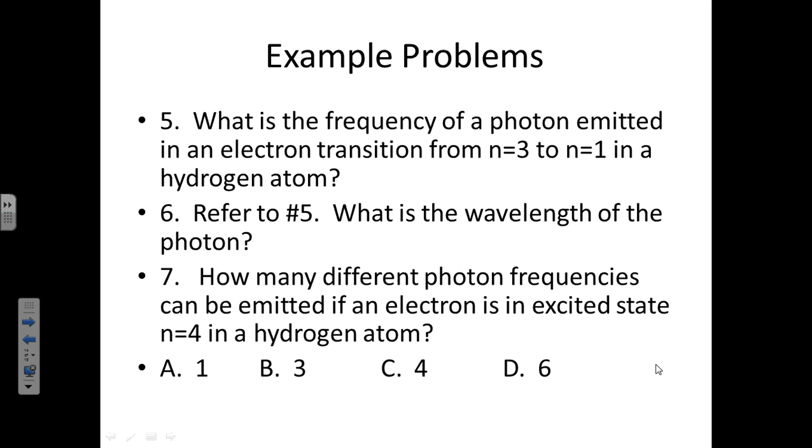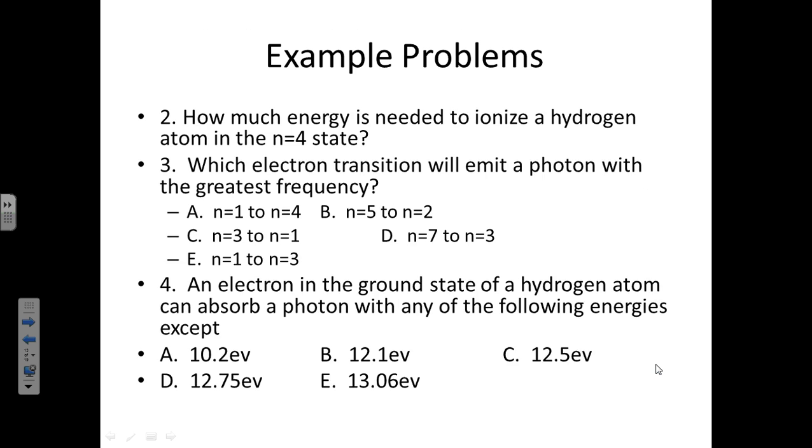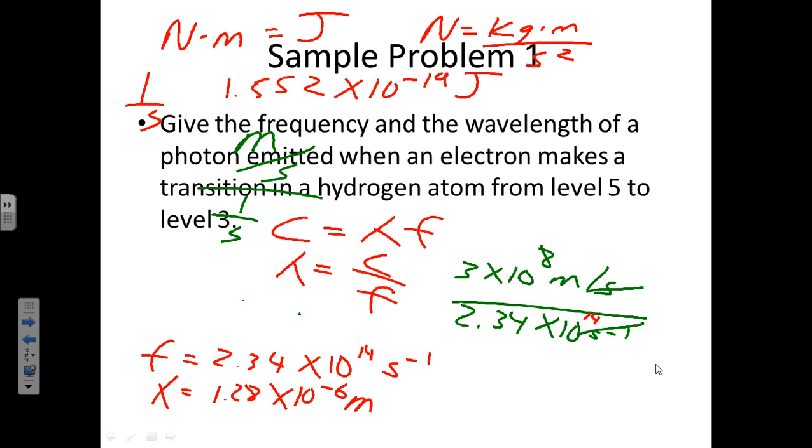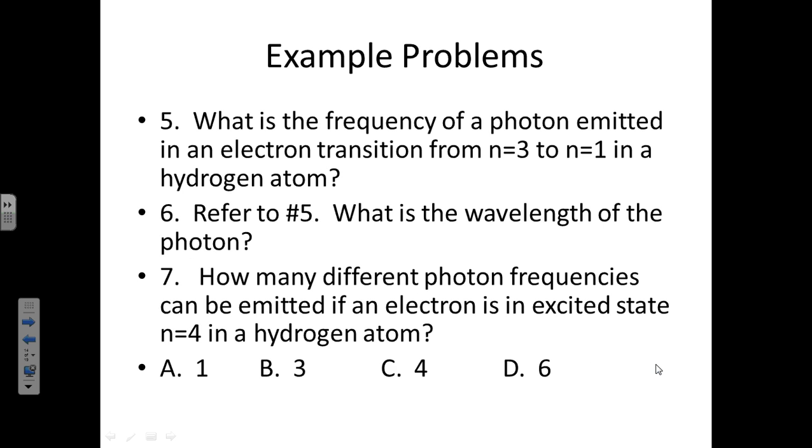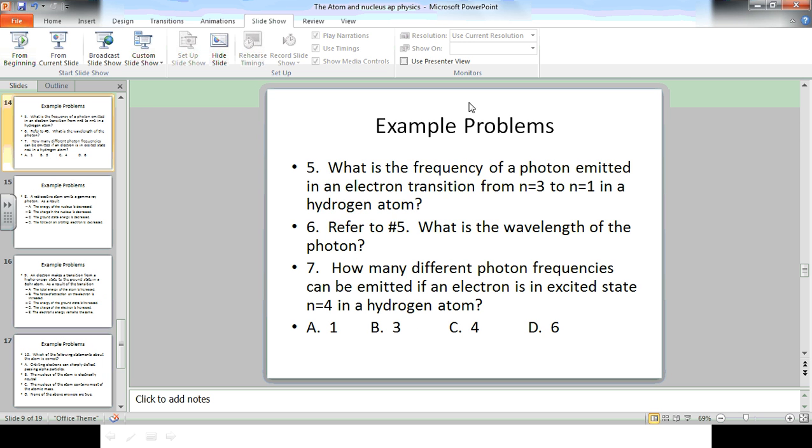All right, this is another one of those frequency questions and wavelength things. So let's look at this one. So this time we're going from 3 to 1. Last time we did what, 5 to 3? Yeah, last time we did 5 to 3. So now we're going to go 3 to 1. I'm going to put in a blank slide so we have plenty of space here.